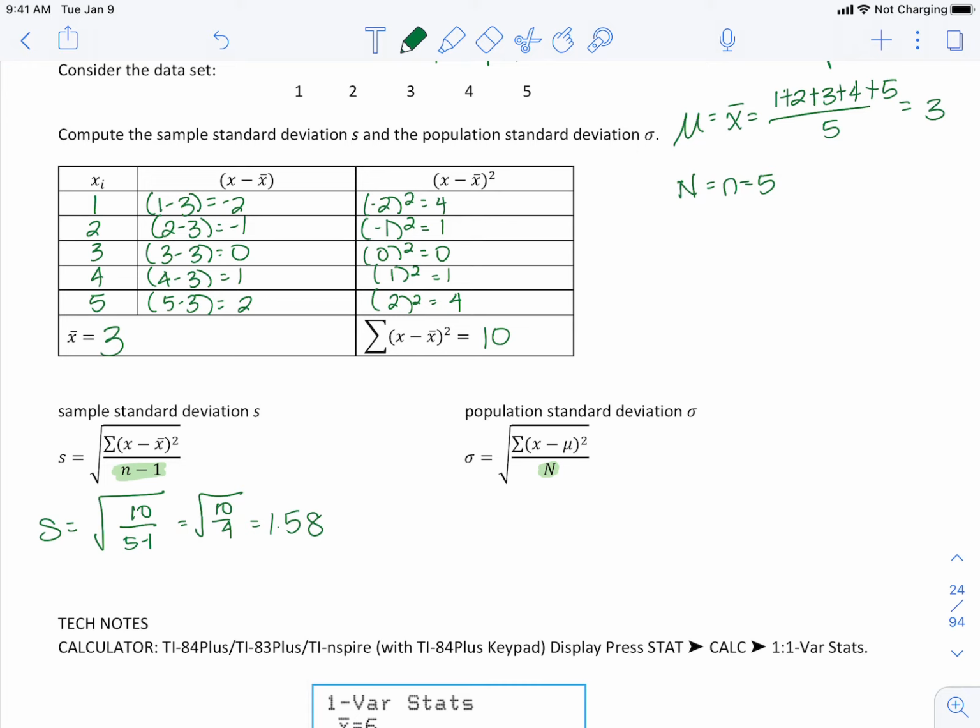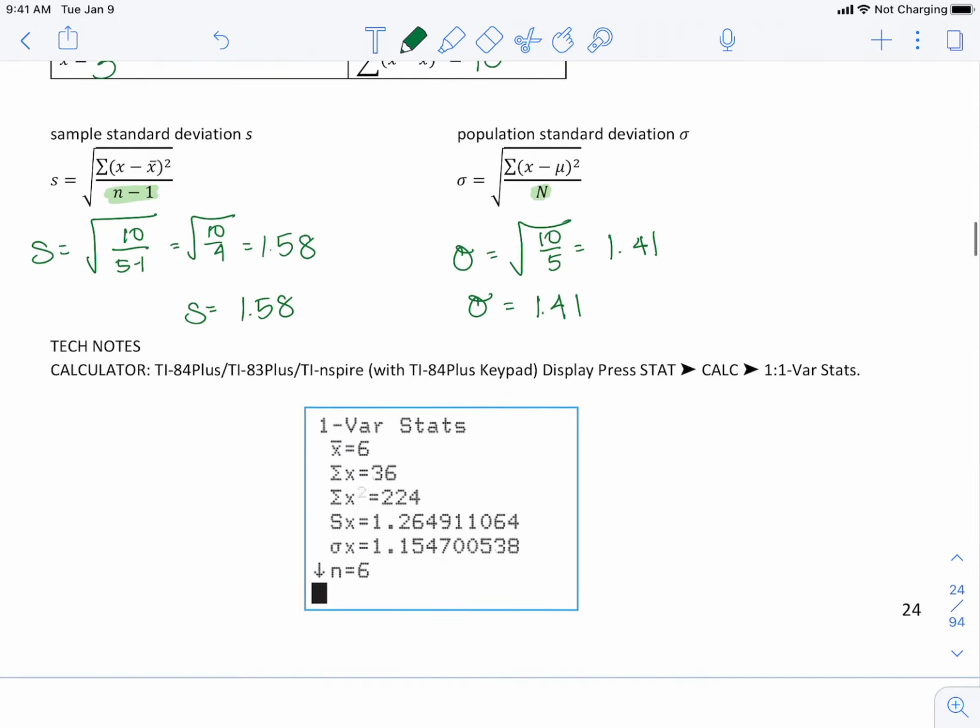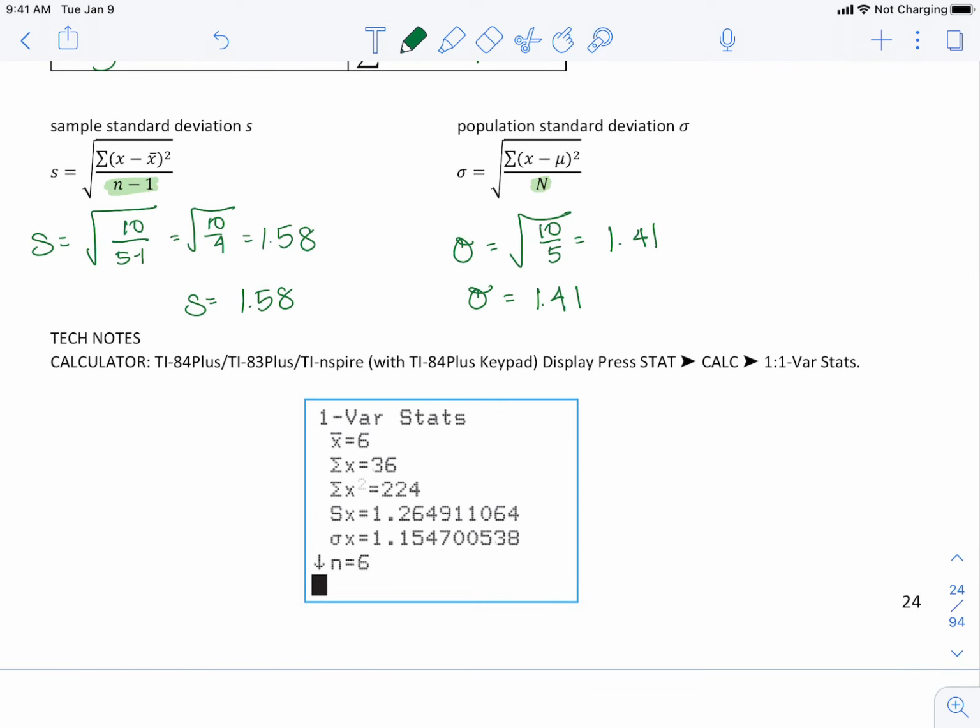Population standard deviation, sigma, is the square root of 10 minus 5, which is 1.41. So we have our sample standard deviation is 1.58, and our population standard deviation is 1.41. Again, you can do this in the calculator if you do stat calc one variable statistics, as we had described before. Just make sure you put your data into the list before you go to calculate that.